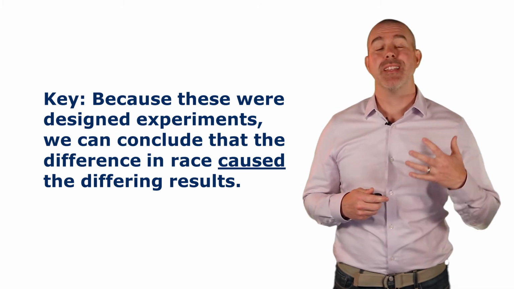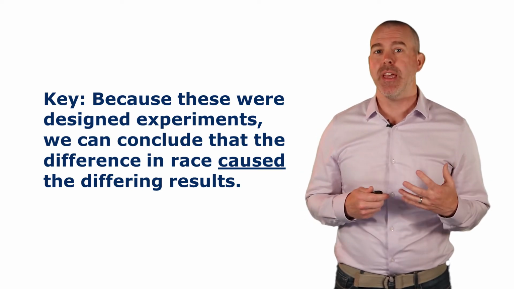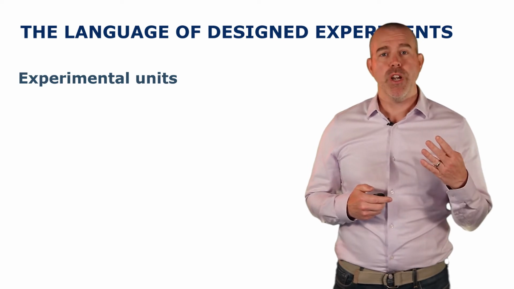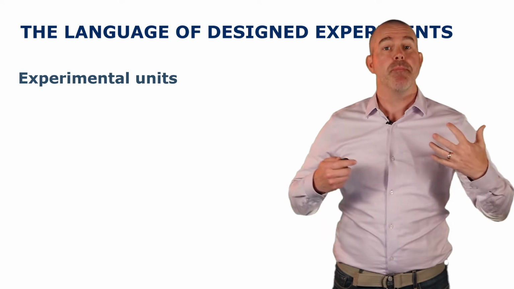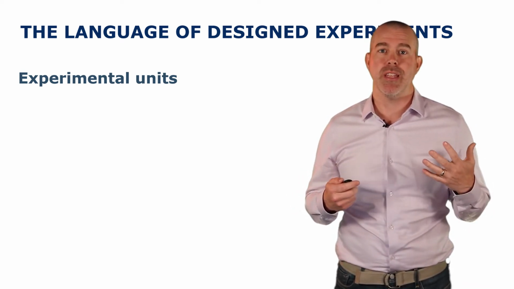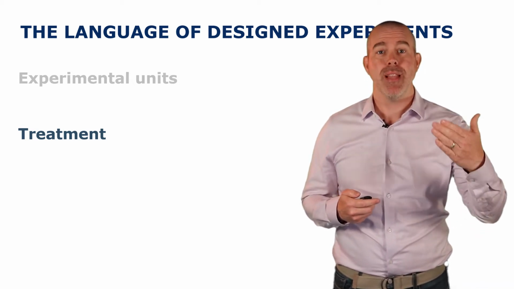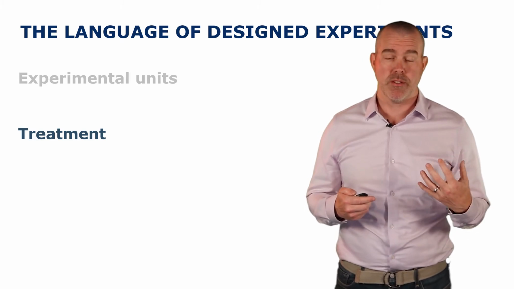So what we want to do now is expand on that and learn about the language of experiments and how we can design a good experiment. The four key terms we're going to focus on are, first, experimental units. These are the things that you're experimenting upon. In our case, it was the individuals. Second is the treatment. That's the thing you're applying to see if it makes a difference. In our case, that was race.